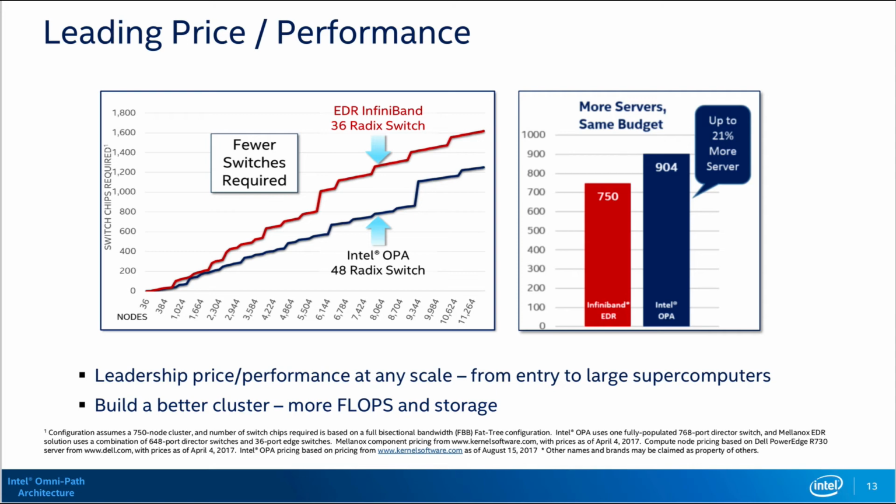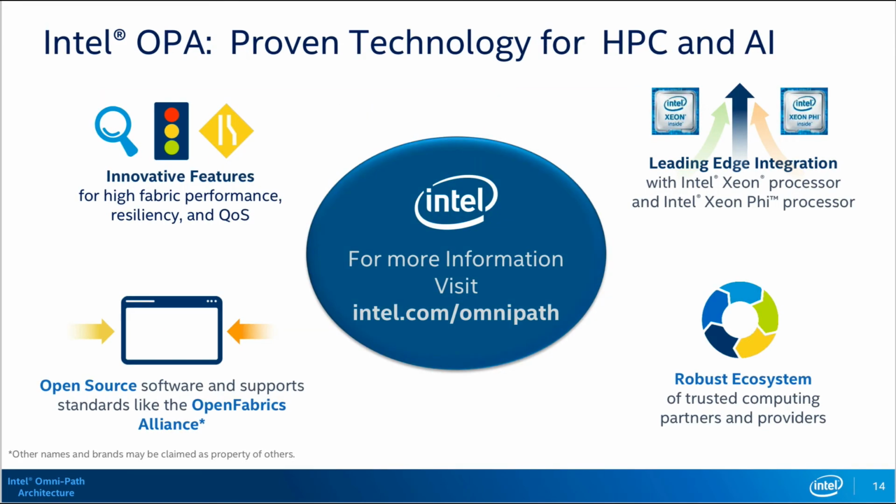But generally, you're going to end up with a much better cluster with OmniPath overall, because of where we positioned it on a price per port, as well as leveraging our radix advantage in the switching technology. So you'll be able to buy more compute for your cluster at a similar price that you would pay with the competing technology. Moving on to slide 14, and just to summarize, this is proven technology.